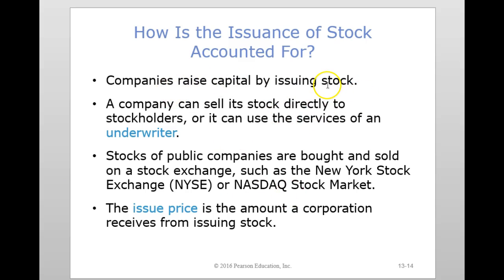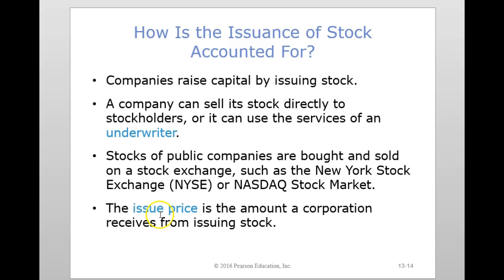First of all, we raise capital by issuing stock, and the company can sell the stock directly to the stockholders, or it can use the services of an underwriter. Now, typically, they will use an underwriter. Stocks of public companies are bought and sold on stock exchanges, such as the New York Stock Exchange, which is a physical stock exchange, or the NASDAQ, which all of their work is done via telephone and computer. And in fact, a lot of the New York Stock Exchange is now computerized. There's talk of the ticker floor going away and being closed down this year.